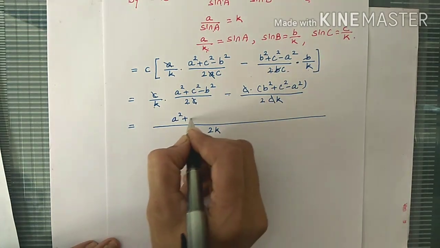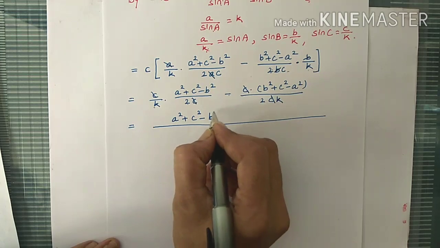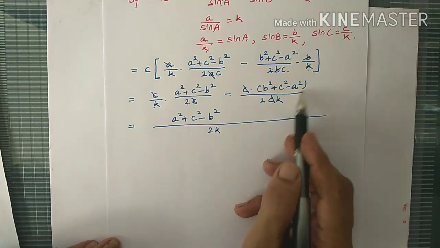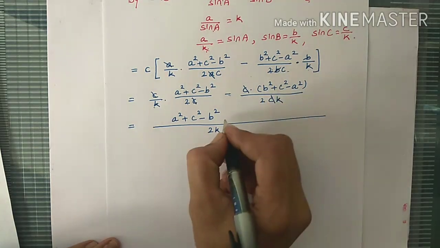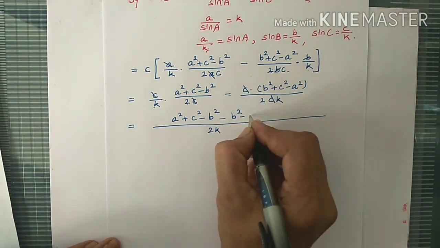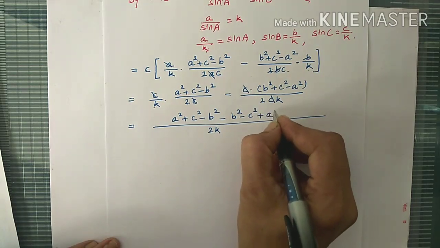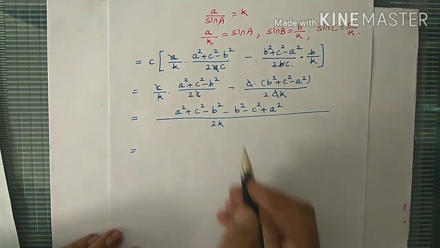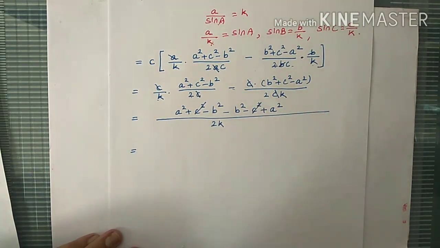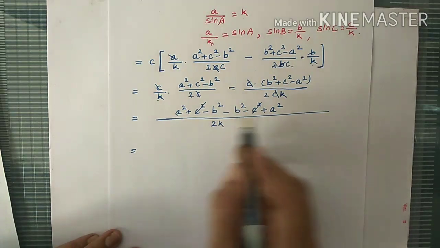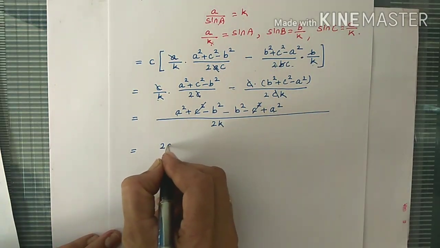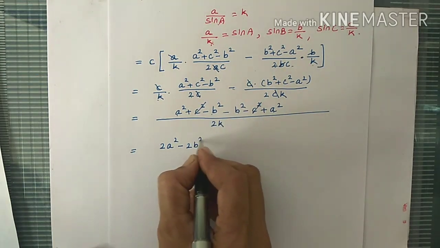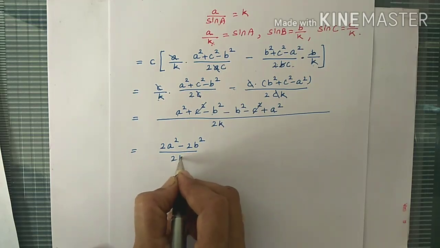So first let's write the numerator of the first term, that is a square plus c square minus b square. Now minus this term, that means we have to change the sign of each term. So minus b square minus c square minus minus plus a square. Simplifying this, c square minus c square gets cancelled. The remaining terms are a square plus a square, that is 2a square, minus b square minus b square, that is minus 2b square upon 2k.